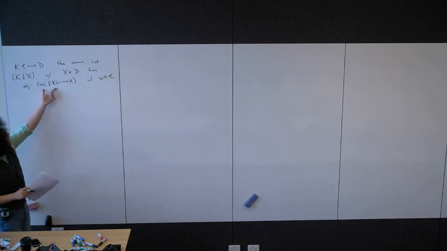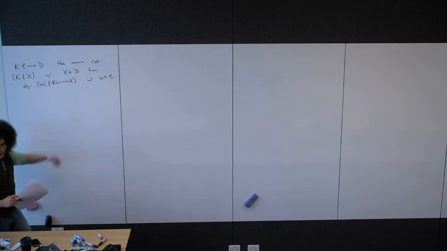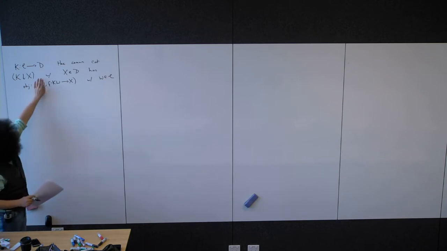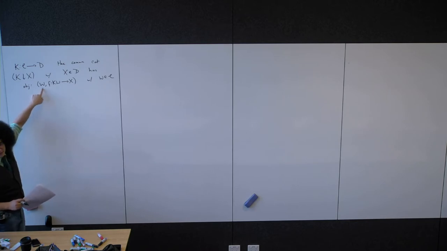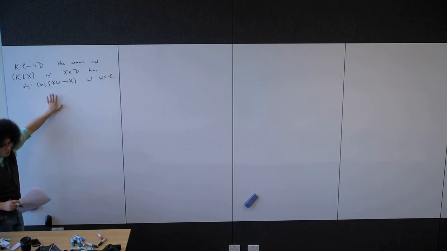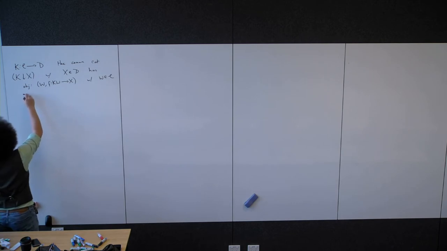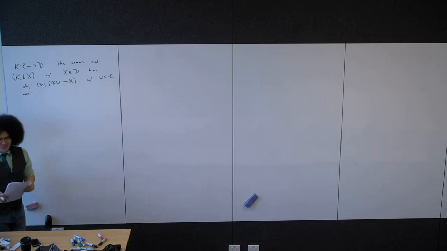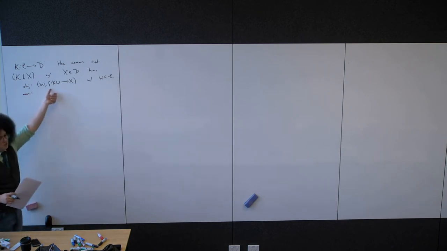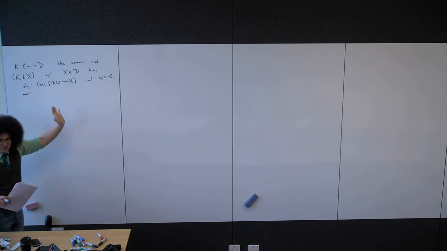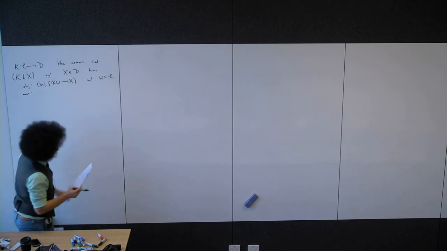I want to specify that it has to be a pair like this, because if you just said the map, you could have two different objects in C that go to W, and you want those to be two separate objects. It's very tempting to just specify the map, but that's not all of the information of an object in this category.